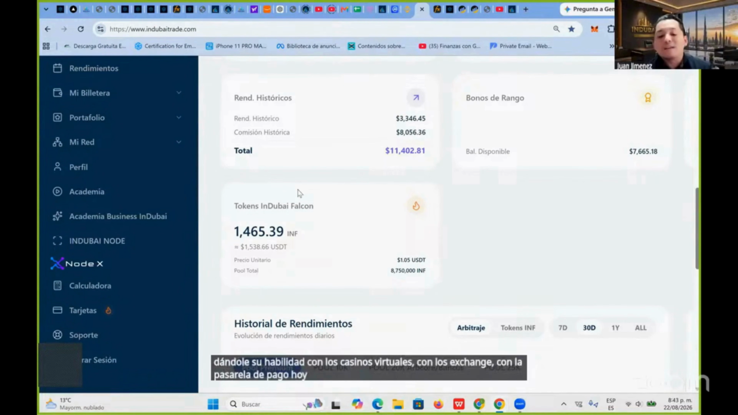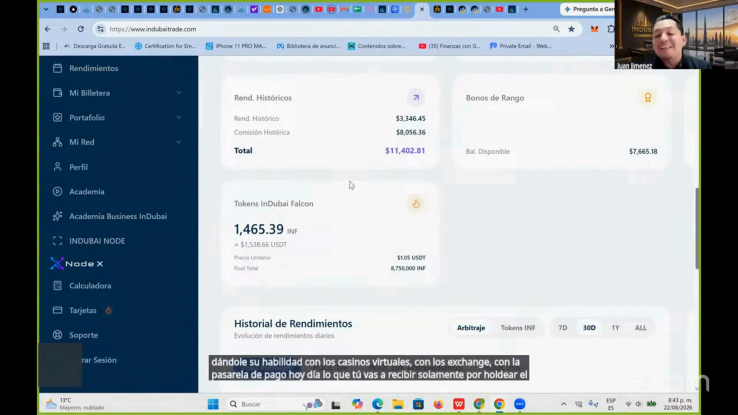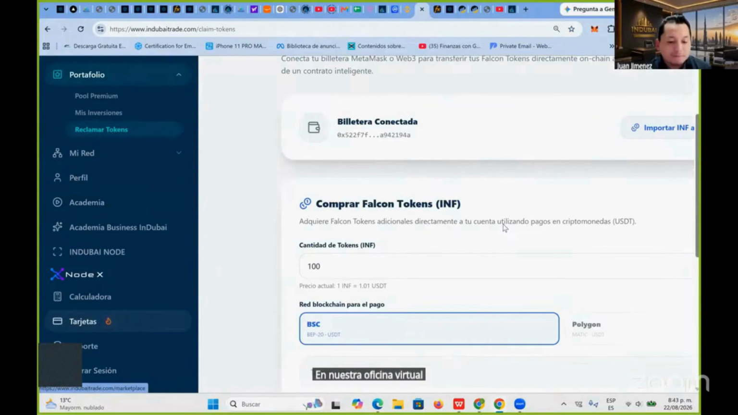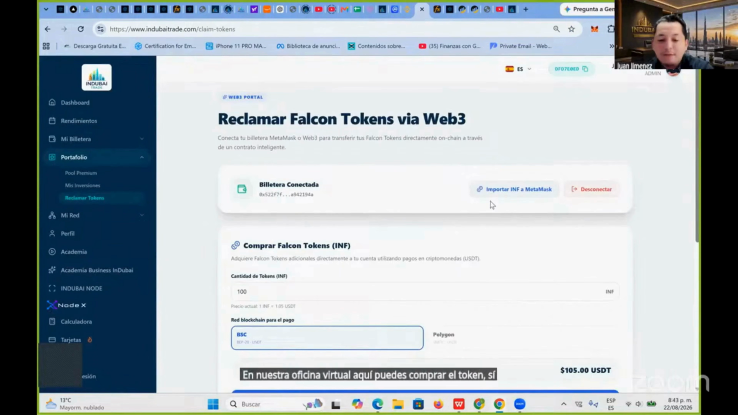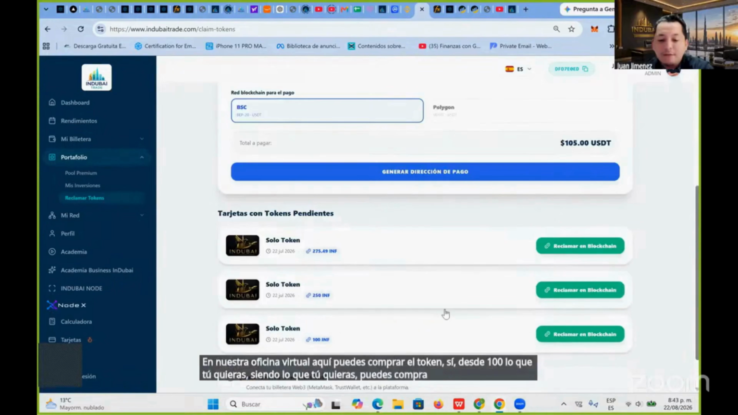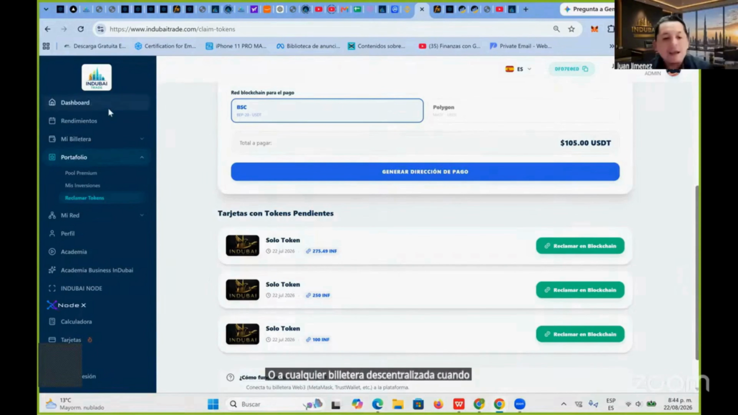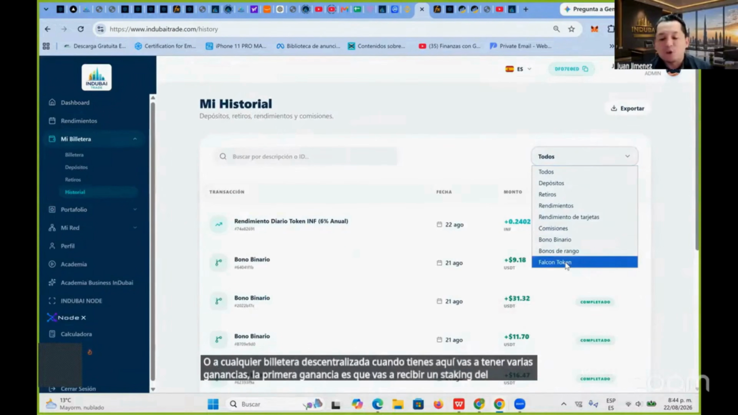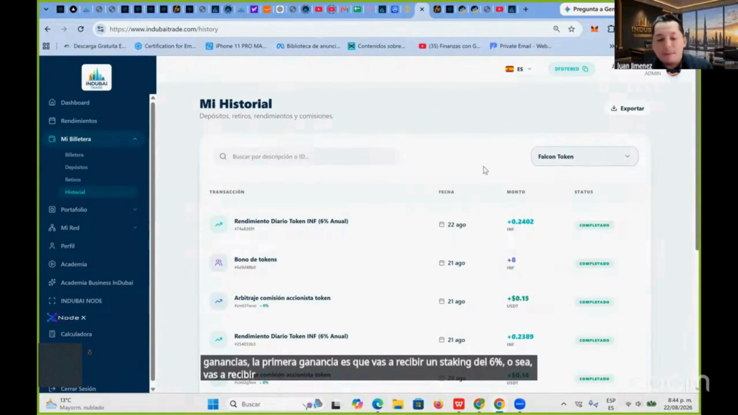Today, what you are going to receive just for holding the token, for not selling it: when you buy a card, you receive tokens, but you can also buy the token directly in our virtual office. Here you can buy the token, right? From 100, whatever you want, $100, $200, whatever you want. You can buy the tokens and hold them. When you hold them, when you keep them, when you don't send them to your blockchain wallet or any decentralized wallet, when you have them here, you will have several earnings. The first earning is that you will receive a 6% staking. In other words, you will receive more tokens just for having them.